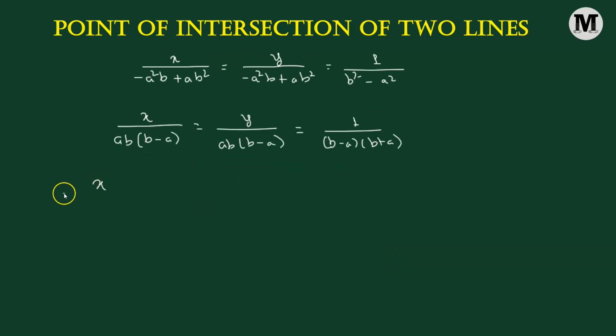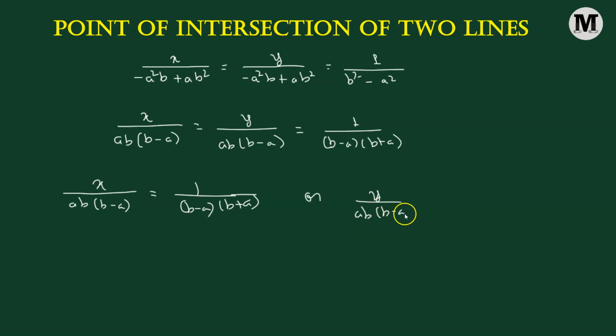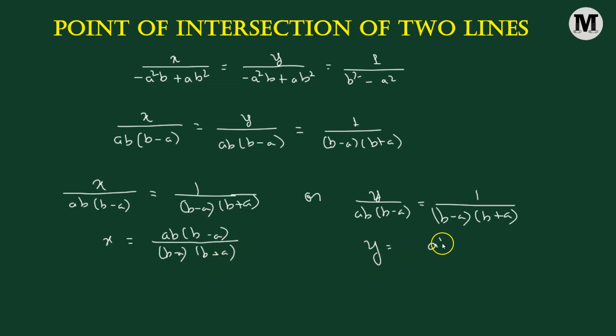So here we get two equations. We could have x divided by ab multiplied to b minus a equal to 1 over the product of b minus a times b plus a. Or we could have y over ab times b minus a equal to 1 over b minus a multiplied to b plus a. So x is going to be equal to ab times b minus a, whole divided by b minus a times b plus a. And to find the value of y, we have ab times b minus a divided by b minus a times b plus a.